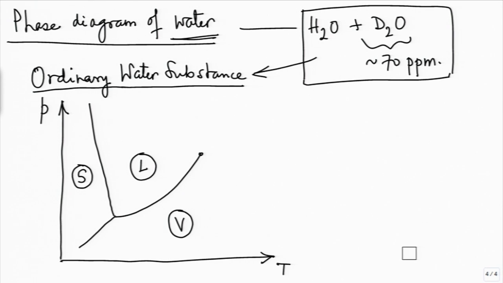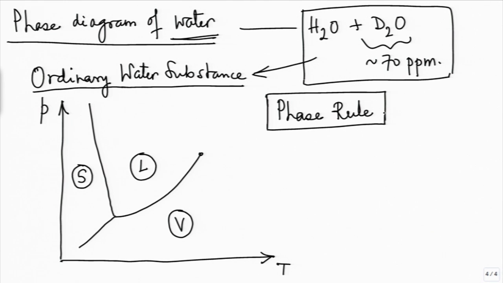When you have more than one phase, the phase rule from physical chemistry comes into operation. The phase rule says that if you have a system in which you have different chemically distinguishable components and also different phases, then this relation applies.